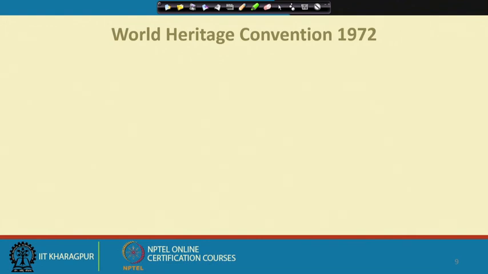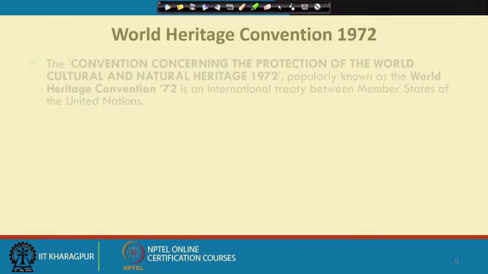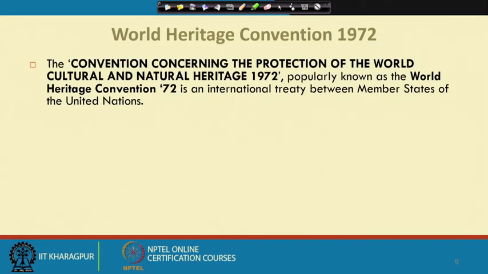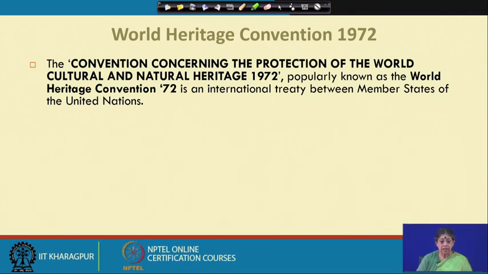Now, the World Heritage Convention, as I told you, 1972 convention is absolutely important to understand, because it actually set certain guidelines for World Heritage Sites, and it is also not a static one, it has been evolving over the years and changing some of the concepts. The Convention Concerning the Protection of the World Cultural and Natural Heritage 1972, popularly known as the World Heritage Convention 1972, is an international treaty between member states of the United Nations.